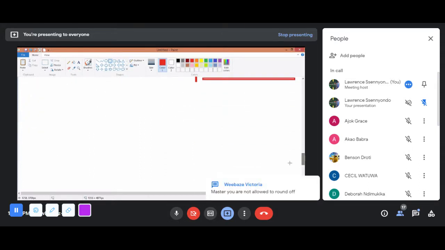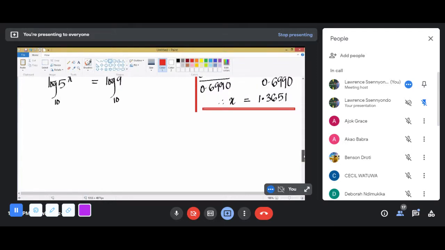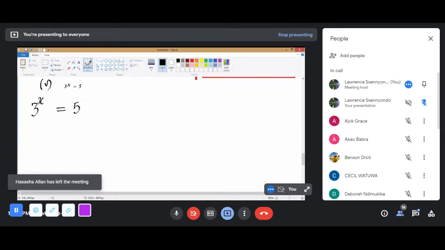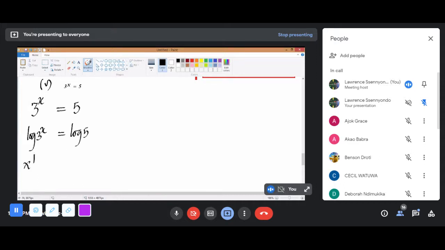So similarly, you can be told to solve, that's Roman 5, 3 power x is equal to 5. Introduce logs to base 10 again. The log of 3 to power x is equal to the log of 5. Remember, without a base, it's base 10. So x log 3 is equal to log 5. That x drops. It's the only way you can make it a subject.